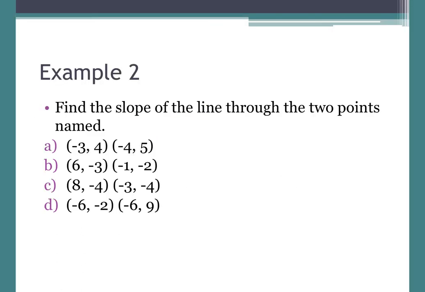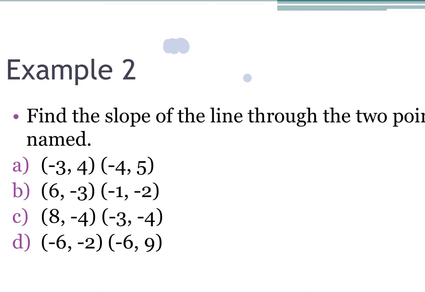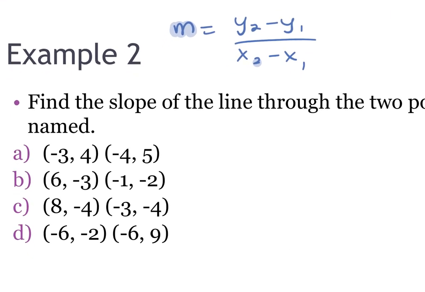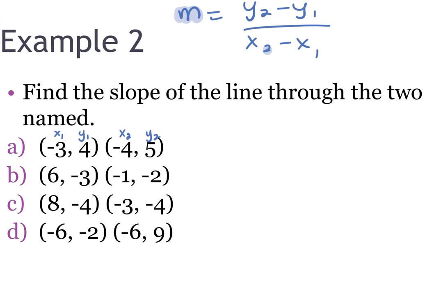All right, example 2, find the slope of a line through the points named. So I'm just finding slope here, which means m equals y2 minus y1 over x2 minus x1. And again, it doesn't matter which ones you make the 1s or the 2s, as long as you're consistent. So for a, it's y2 minus y1, 5 minus 4 over negative 4 minus a negative 3 becomes plus 3. And I get 1 over negative 1, which is negative 1.